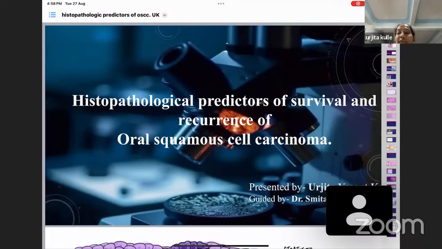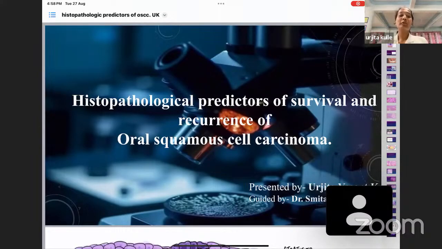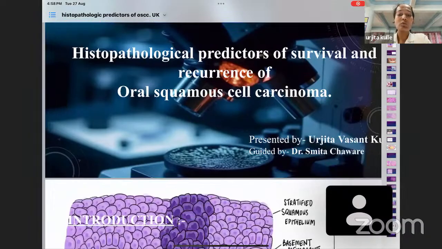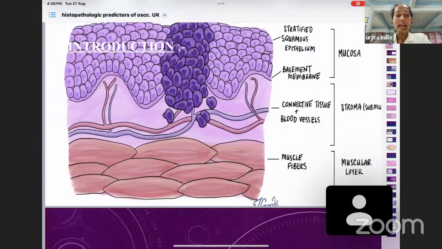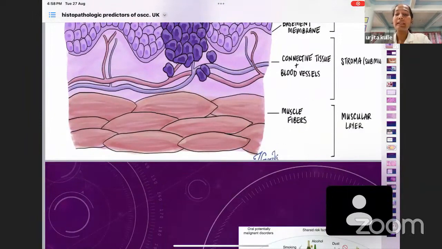Good evening. Myself, Urjita Kulle, third-year student from MIDSR Dental College, Latur, here before you to present on histopathologic predictors of survival and recurrence of oral squamous cell carcinoma. Oral squamous cell carcinoma is known to be the most common oral malignancy occurring in the oral cavity and is reported to account for about 90% of all cancers occurring in the oral cavity.